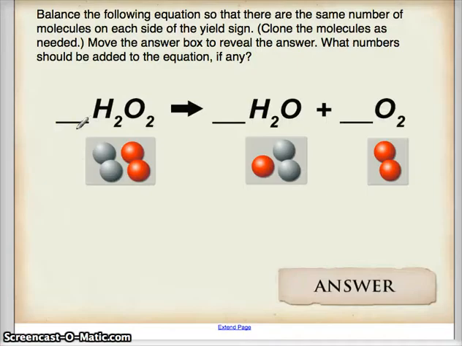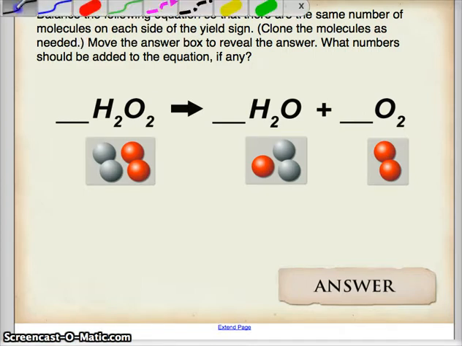Okay, so here we go. It says to balance the following equation so that there are the same numbers of molecules on each side of the yield sign. And it says clone the molecules as needed. I already did so. Move the answer box to reveal the answer. What numbers should be added to the equations, if any? So let's go through it. Well, we'll go through what we need to know.